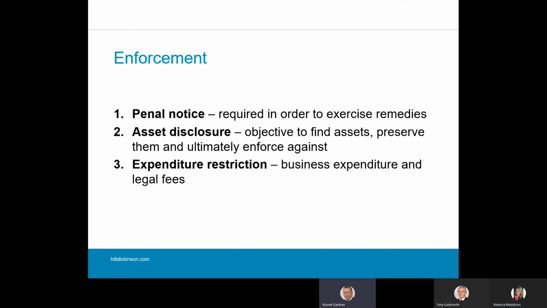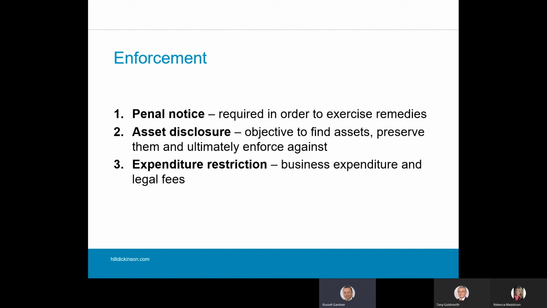I've chosen what I consider to be the 3 most important elements to a freezing order to talk to you about in the context of enforcement: penal notice, asset disclosure and expenditure restriction. Penal notice is all important because of the very serious consequences which can follow from breach of a freezing order, i.e. at the most serious, contempt, which I shall come to.